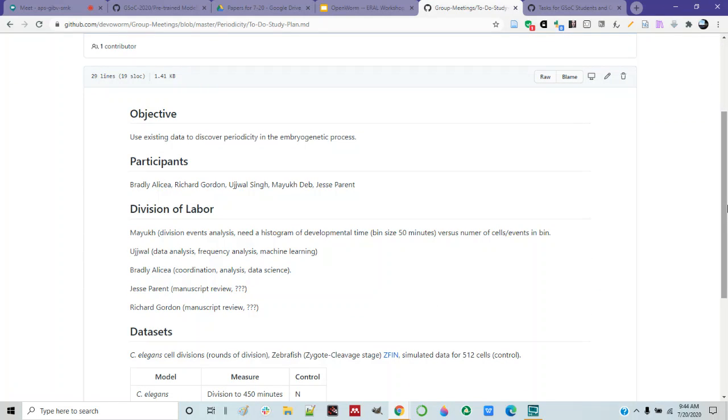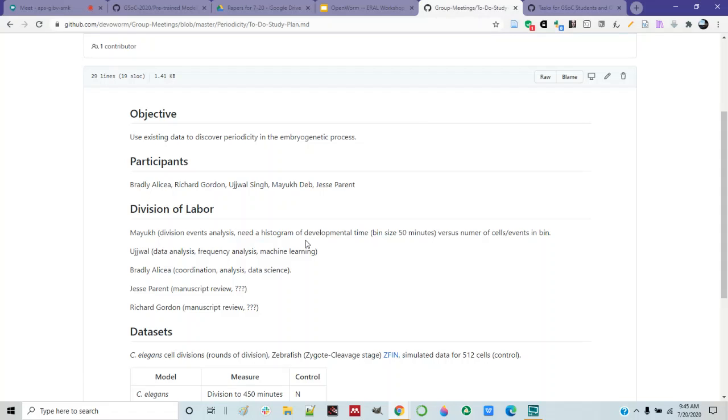There's an objective. We have participants. I can add Susan if she would like. A division of labor, so we're going to divide up the labor. I think Mayukh, his division events analysis, we could maybe use some of that in this paper. If you want to generate a couple of graphs from the data, we can maybe see some of these. We'd have to transform the data a little bit differently than what you have there.